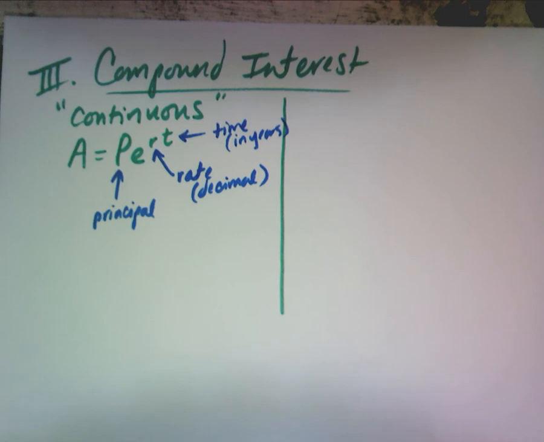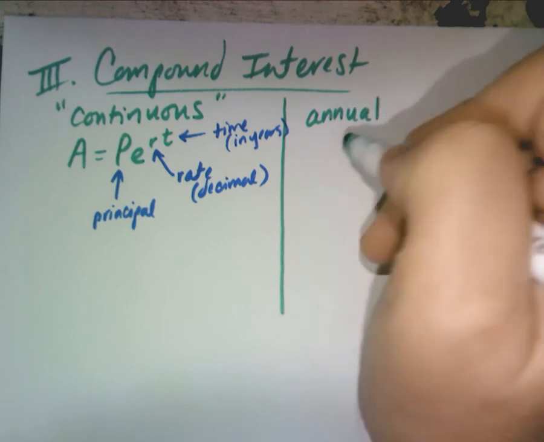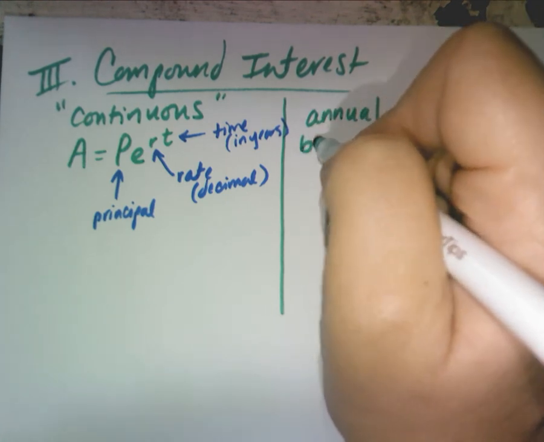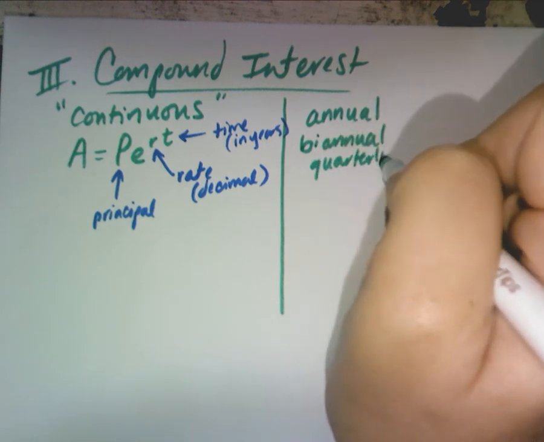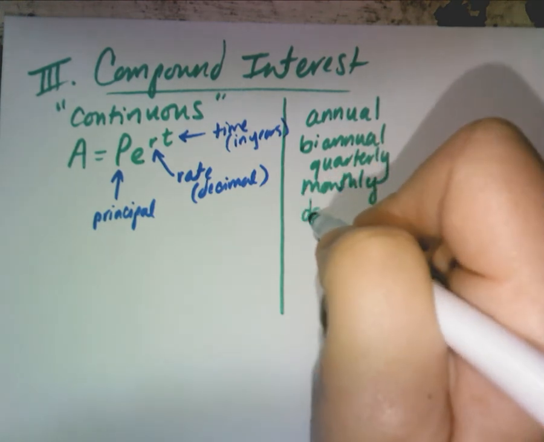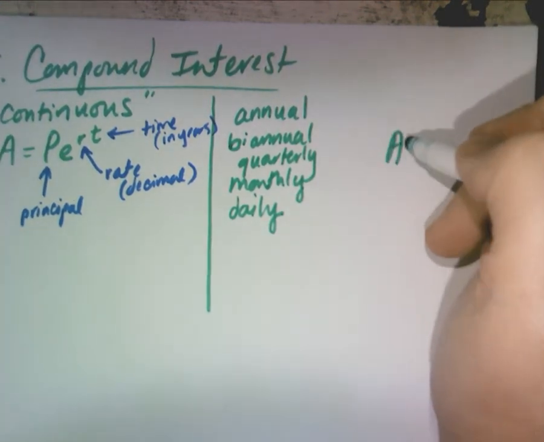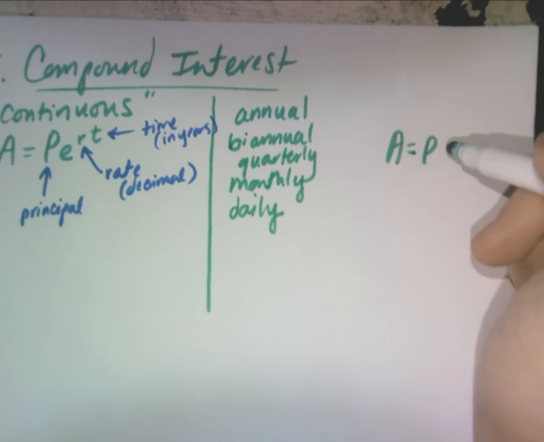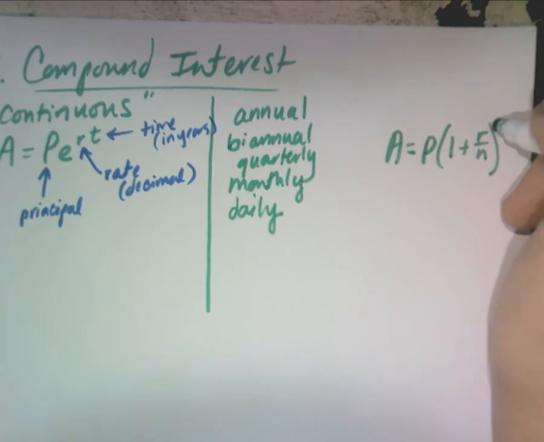If they don't say continuous, if they say it is compounded monthly, compounded daily, compounded annually, if they use those phrases, which we'll write down all of them because I want you to know what they mean: annual, biannual, quarterly, monthly, and daily. Then you use the following formula. A equals P times (1 plus r over n) to the nt.